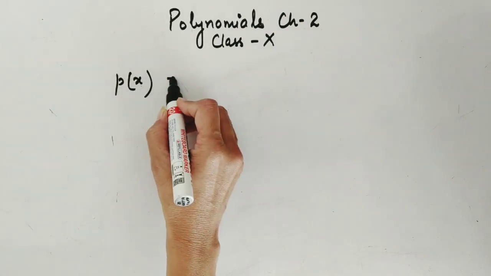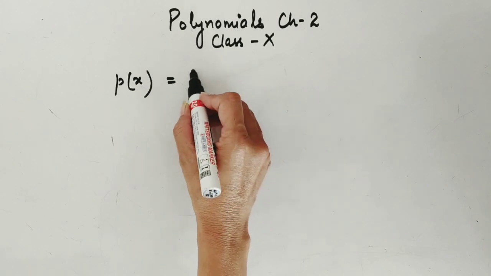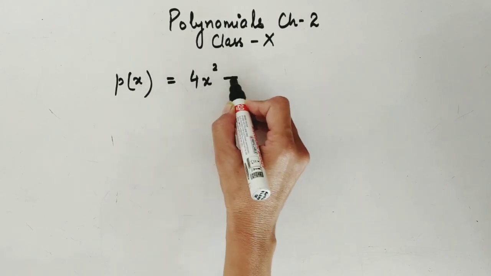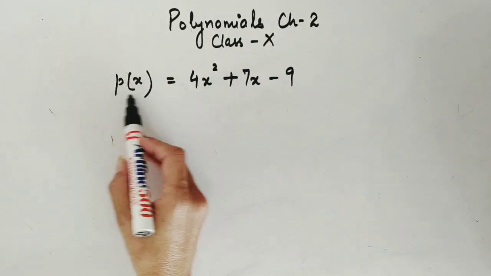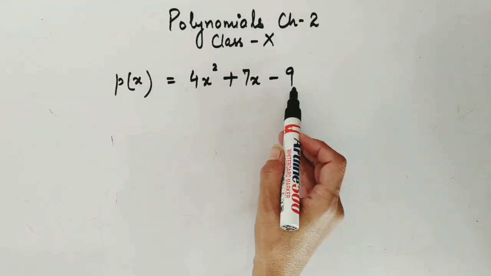First of all, if I say polynomial, we know that we used to write it in the form p of x equals, let me take any example, suppose it's 4x square plus 7x minus 9. Now this is a quadratic polynomial.